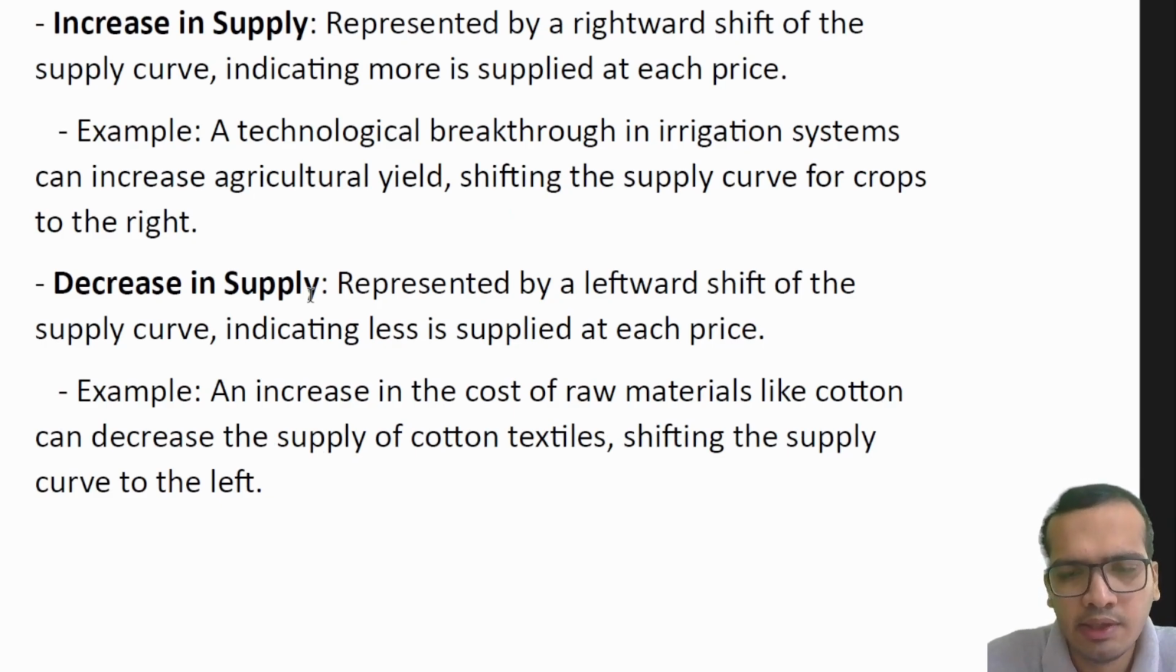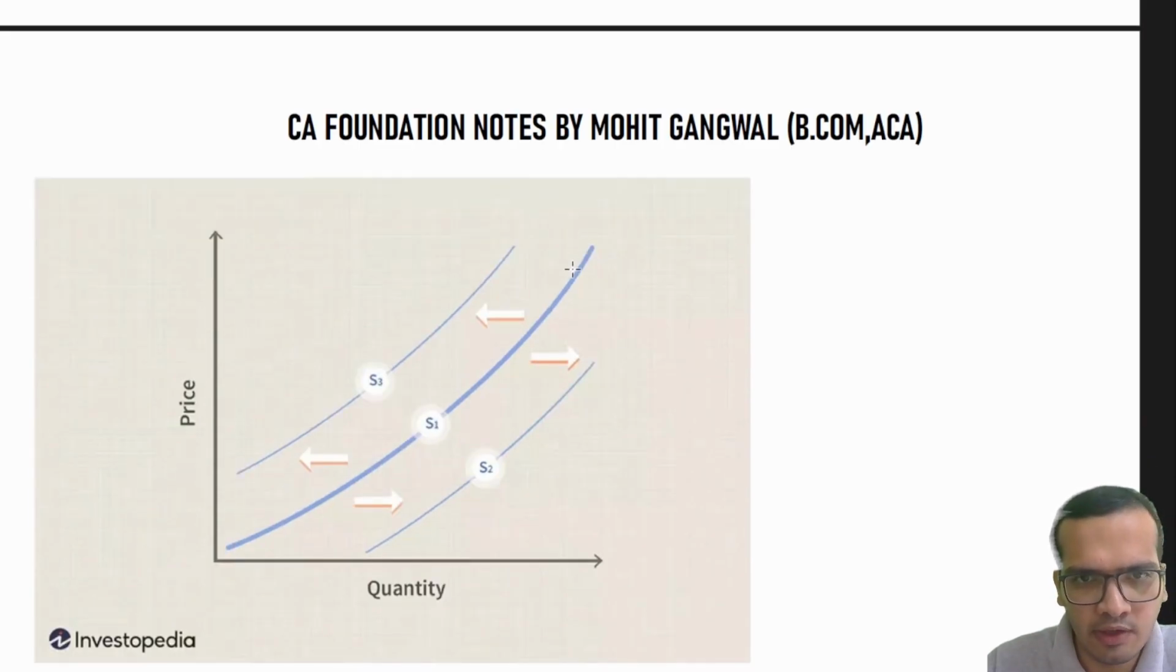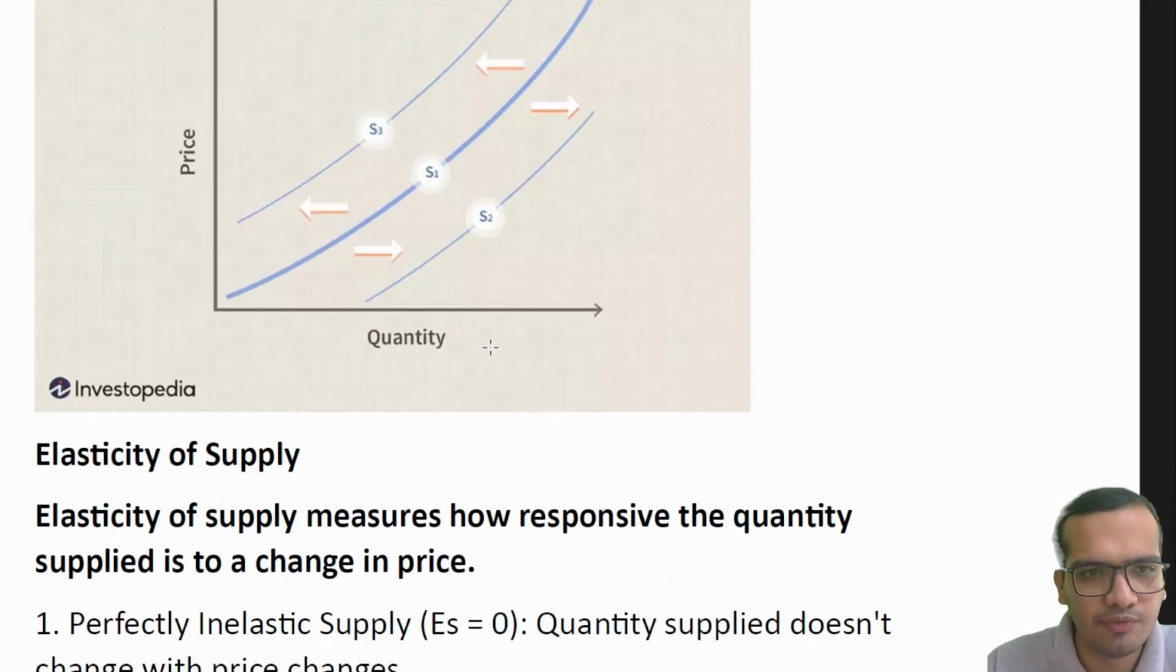It is represented by a leftward shift of the supply curve, indicating less is supplied at each price. An example could be an increase in the cost of raw materials like cotton, which can decrease the supply of cotton textiles, shifting the supply curve to the leftward. So from this supply curve it will shift upward, meaning leftward.